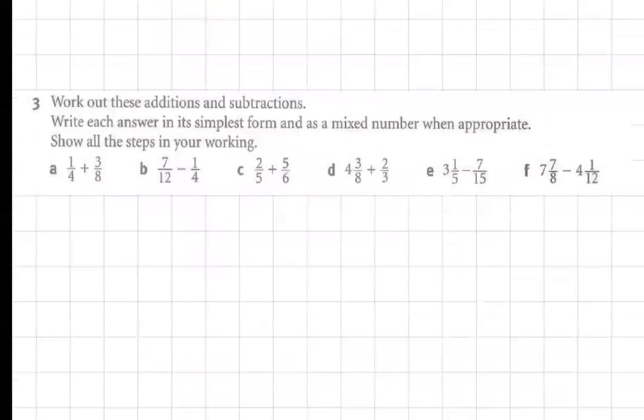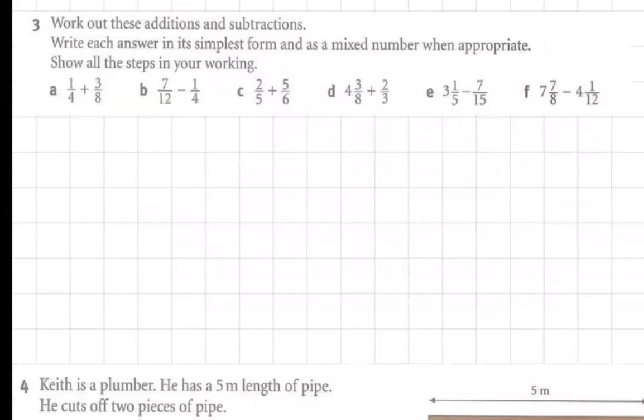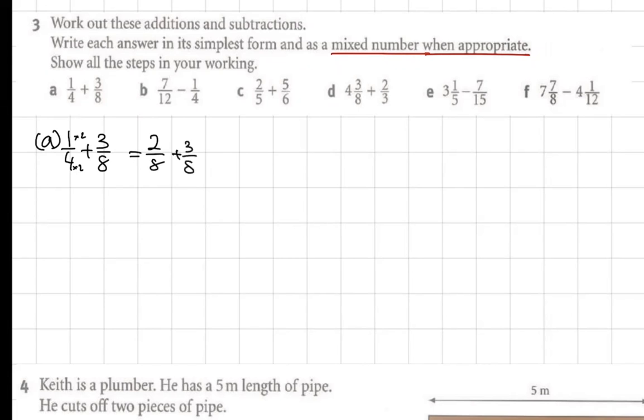Work out these additions and subtractions. Write each answer in the simplest form and its mixed number when appropriate. Mixed numbers are the ones with the whole number at the side. So let's try the first one here. A is 1 over 4 plus 3 over 8. Change it to common denominator, which is 8. So times 2 here, times 2 here. Get 2 over 8 plus 3 over 8, 5 over 8. So that's it. This is the simplest form already.